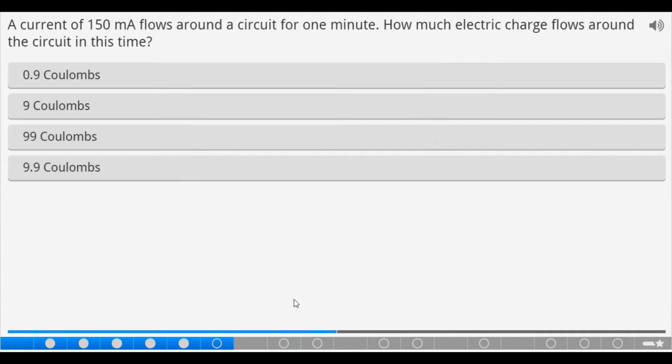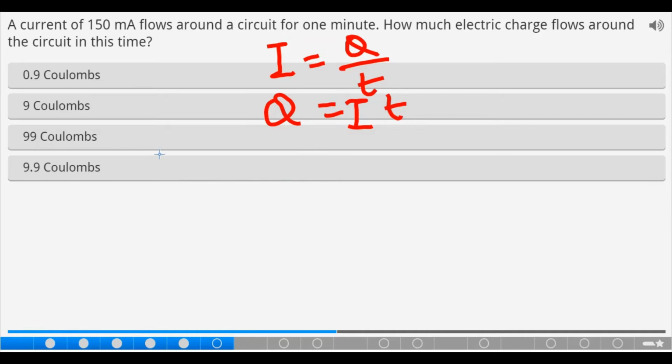Now we have this question. Let's solve it together. A current of 150 milliampere flows around a circuit for 1 minute. How much electric charge flows around the circuit in this time? Don't forget from the previous slide that I is equal to Q over T. Let's move from the known to the unknown. You have to look for Q. Q is what? Q equals I times T, by way of subject of formula.